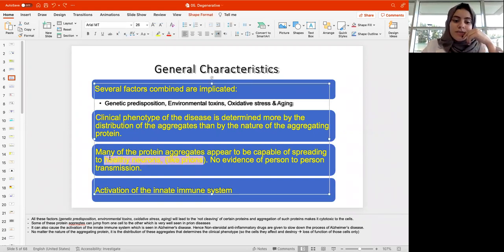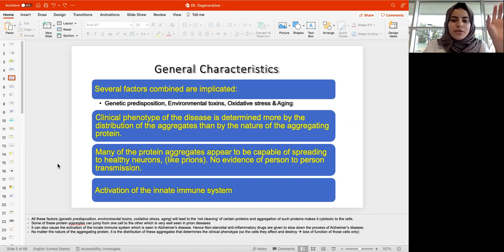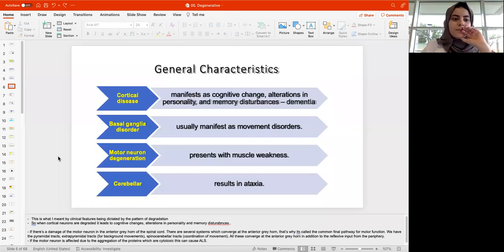And many of the proteins aggregate appear to be capable of spreading to healthy neurons. Yeah, this specific thing is something interesting that happened in Prion's disease, and I'll leave that when we get to that slide so that you can discuss it there.